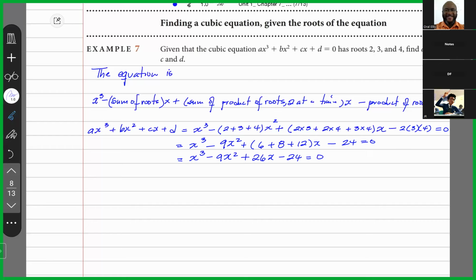So that being said, I can now say that a is equal to 1. So the x cubed coefficient on the left is equal to the x cubed coefficient on the right. So a is 1. B would be equal to minus 9. The x squared coefficient on the left is equal to the x squared coefficient on the right. C would be equal to 26, and D would be equal to minus 24.